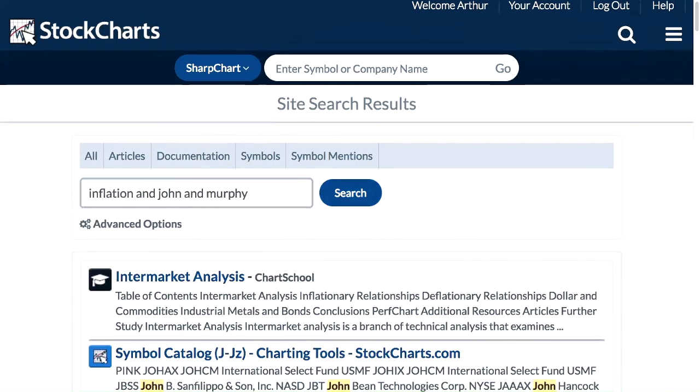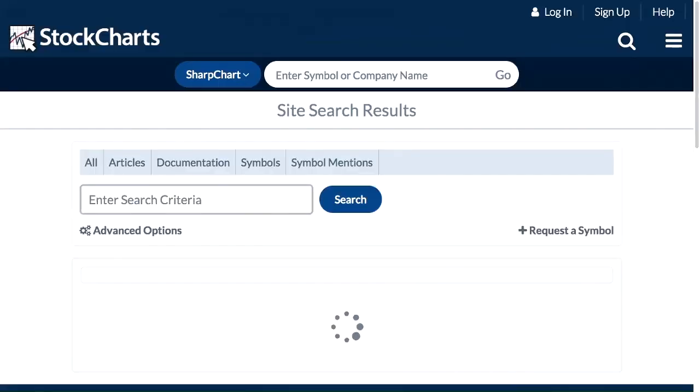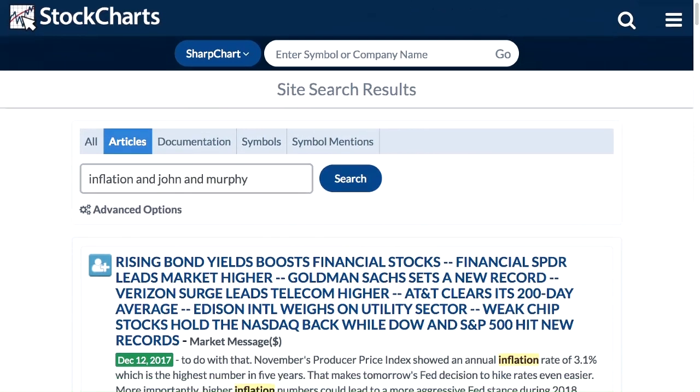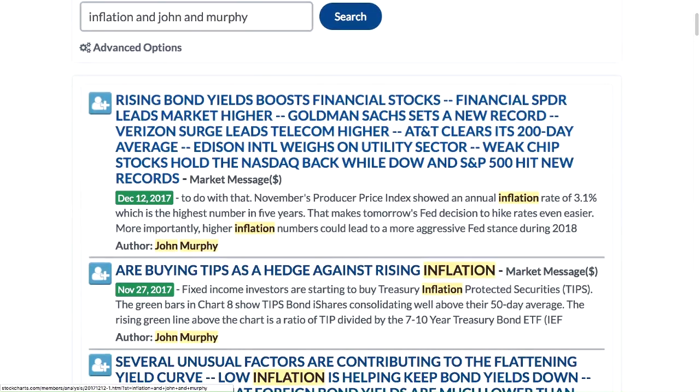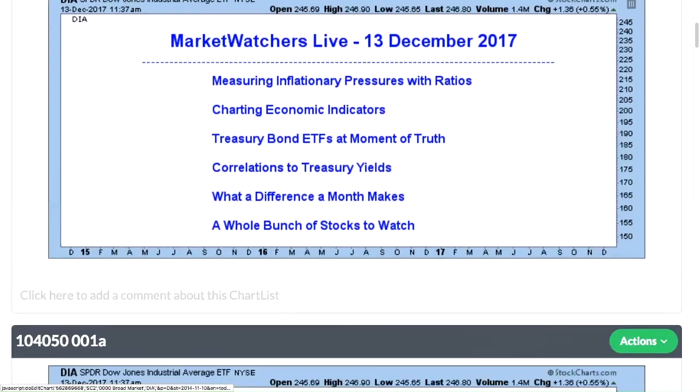You might not see the articles at the top right away. What you need to do is click the articles tab there. When I click that tab, I get all the articles by John Murphy where he mentioned inflation. And look at that, November 27th and December 12th. So 2 months ago, 2 weeks ago, John Murphy was already starting to talk about TIPS and showing signs of inflationary pressures. And he's talking about it again with the producer price index. And so I wanted to build on that a little bit by charting some ratios to see what they show. And this will dovetail in nicely with what John Murphy was showing us.